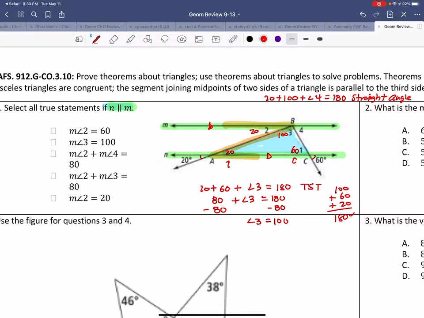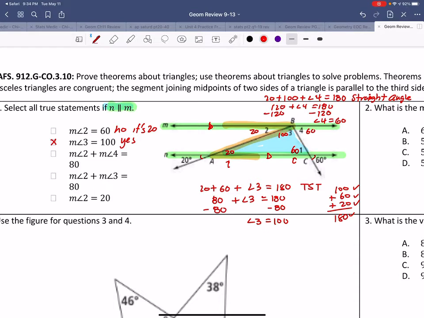So this would combine to make 120. If I subtract 120, we get 60. All right, and we could check our work. Yeah, 100 plus 60 plus 20. Same three numbers we had before. So is angle 2 60? No, it's 20. Is angle 3 100? Yes. So I'm going to check that box.